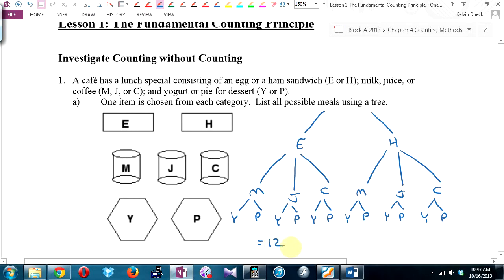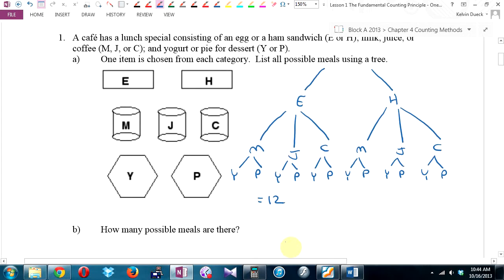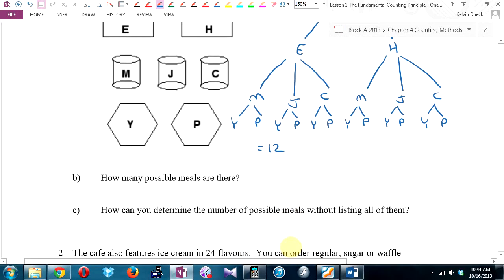Can anyone see a way that maybe I could get that 12 without drawing this tree? I mean, this tree was kind of nice, but what if the answer had been 40? That'd be a pretty branchy tree. I don't think you could fit that on a piece of paper very well. First of all, 12. There's the answer.